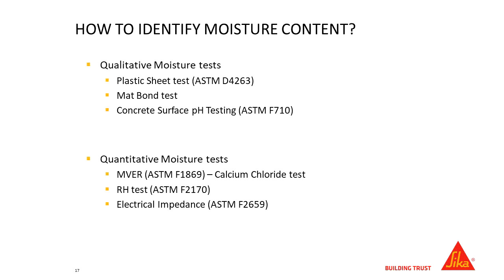Quantitative tests are tests that actually give you data that you can then compare with the flooring manufacturer or adhesive manufacturer to say, okay, these are the numbers I got from the test. The product I use can handle this. Do I need to do anything here to mitigate the moisture, or am I within my limits? And those tests would be your calcium chloride test, your RH test, and your electrical impedance test. And all of these tests have ASTM guidelines written for them so that the installer can know that he's doing it properly.